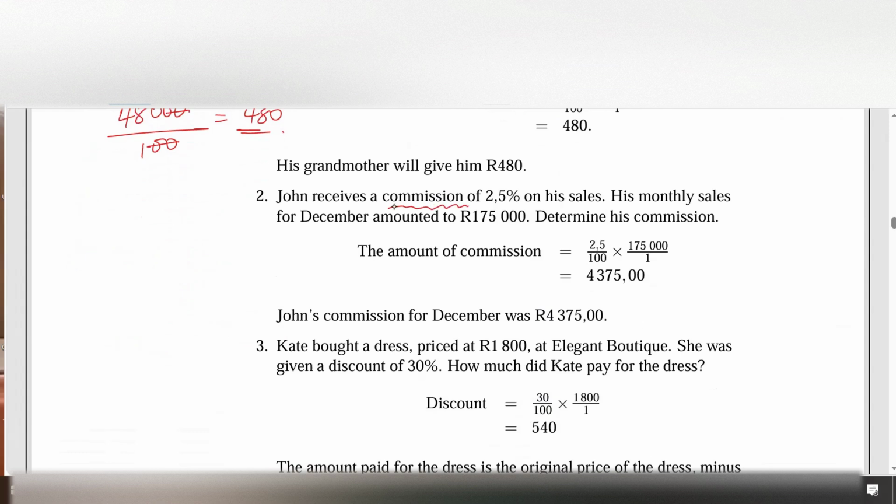If you have question 2, this person receives a commission. Commission is something extra you get, maybe because you made a sale or you impressed somebody with the way you are doing your things, meaning that for every sale, in most cases it's the salesman, you're going to get a small percentage cut. So there's a 2.5% on the sales. The monthly sales for December were 175,000. They want the commission. So it's 2.5 over 100 multiplied by 175,000 over 1.